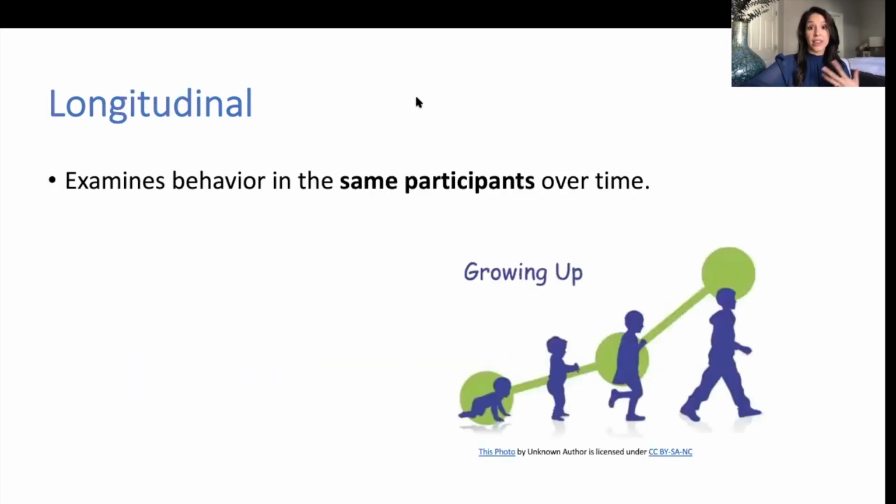The next is a longitudinal design. And a lot of developmental researchers might say that this is the best design you can use for development because it really allows you to see how children change over time. So longitudinal studies examine behavior in the same participants over time. So it's not like cross-sectional studies because remember, cross-sectional studies study participants at the same time point. They're just different ages, whereas longitudinal studies study the same people, but over a period of time.